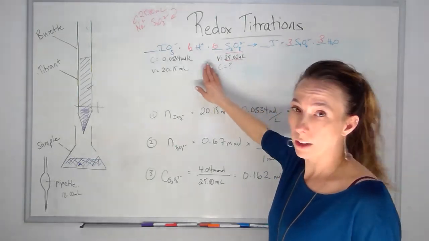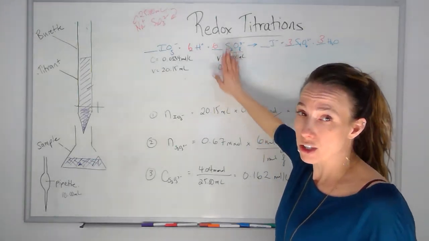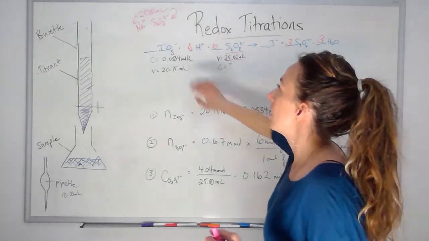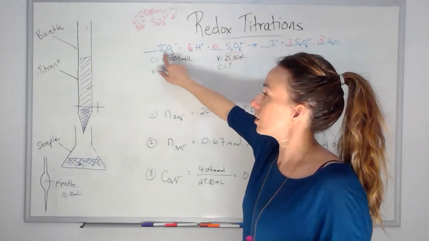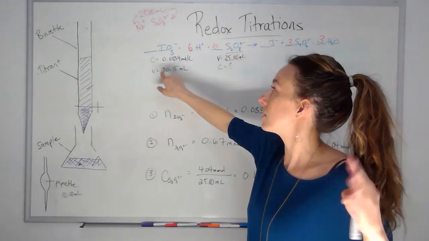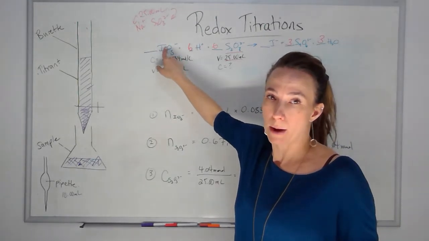So also reading in the question, it wants us to calculate the concentration of the sodium thiosulfate, and it gives us the concentration of the IO3 minuses and the volume of the IO3 minuses.